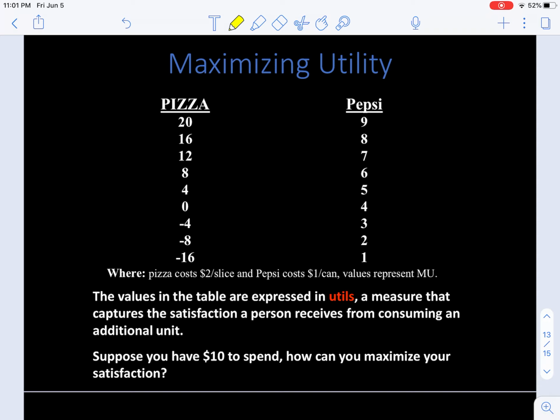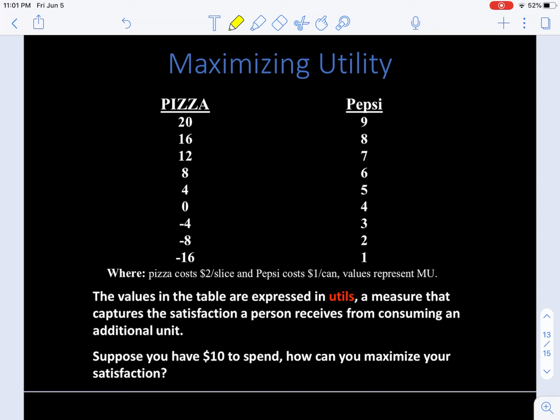So to start with, if you're taking notes along the way here, you should jot down these two columns. It says pizza, and it has a series of numbers under it. And then there's one that says Pepsi and has a series of numbers under it. So you can pause the video, jot those down, and then we're going to go on and talk about what they mean and how to deal with them.